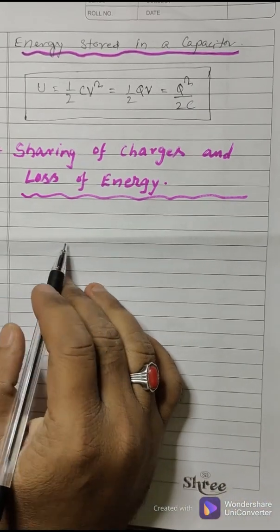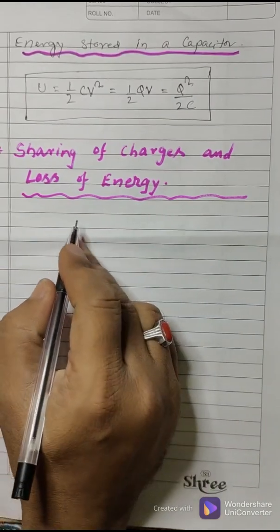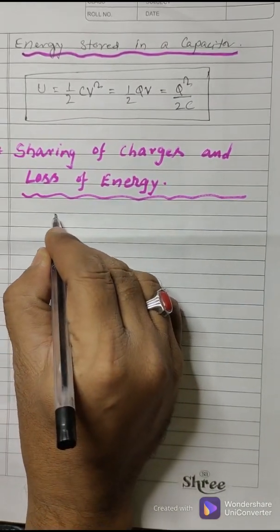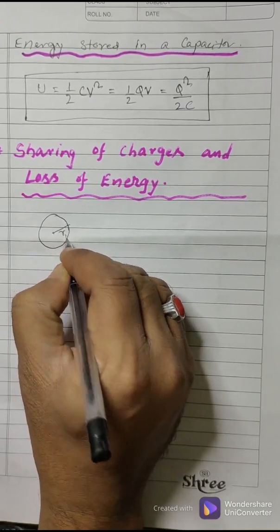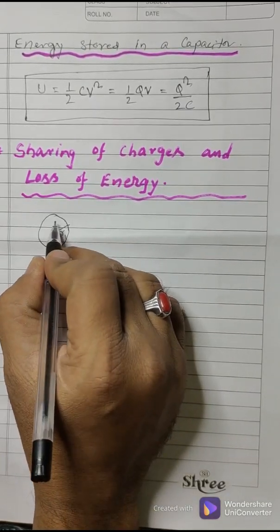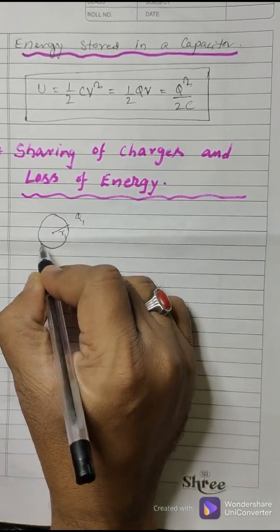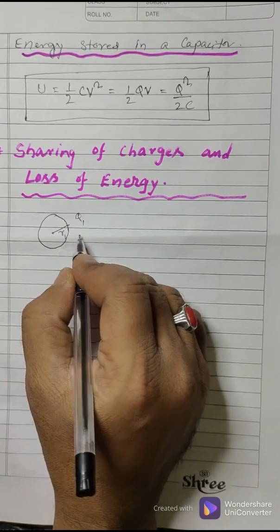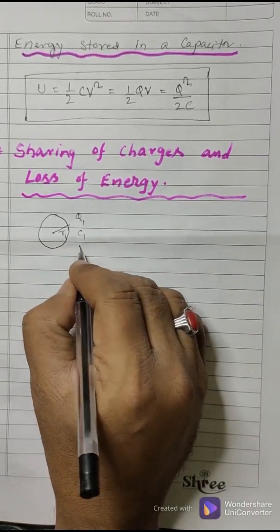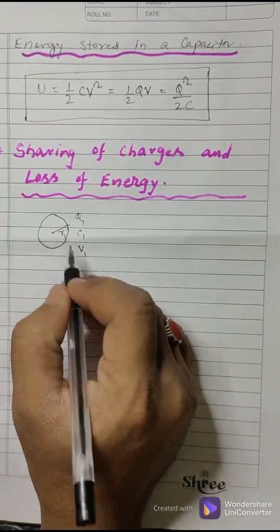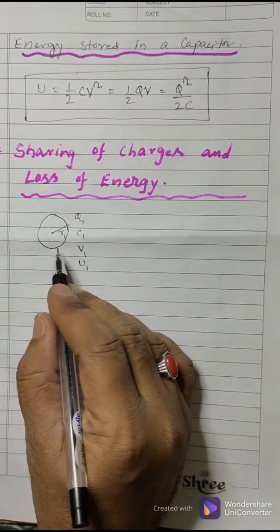Now the next topic is sharing of charges and loss of energy. Let us consider this is a sphere of radius, say, R1. Initially the charge on it is Q1, the capacitance of this is C1, the potential developed on it is V1, and the energy on this sphere is E1. So these are the initial values of this sphere.